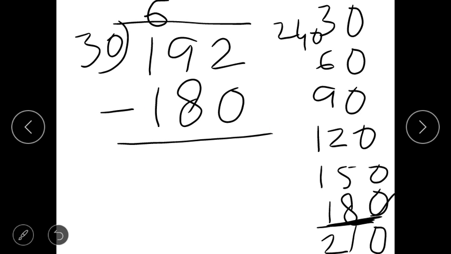2 minus 0, 2. 9 minus 8, 1. Now here what is that? 1 minus 1, 0. Here the 0 which is before the number doesn't have any value. So your remainder is 12.